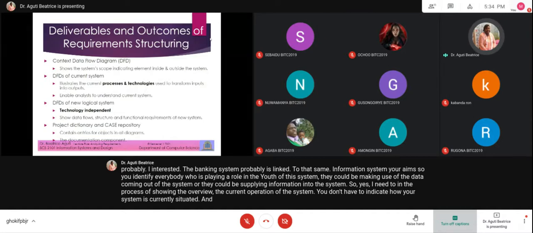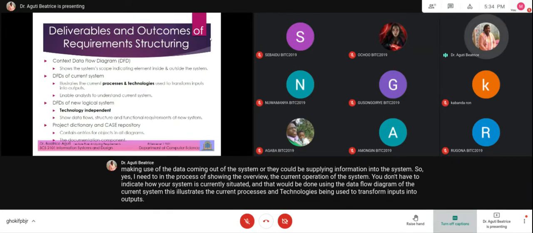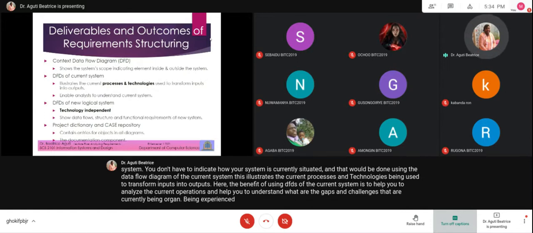And that would be done using the data flow diagram of the current system. This illustrates the current processes and technologies being used to transform inputs into outputs. Here, the benefit of using DFDs of the current system is to help you to analyze the current operations and help you to understand what are the gaps and challenges that are currently being experienced in the organization.